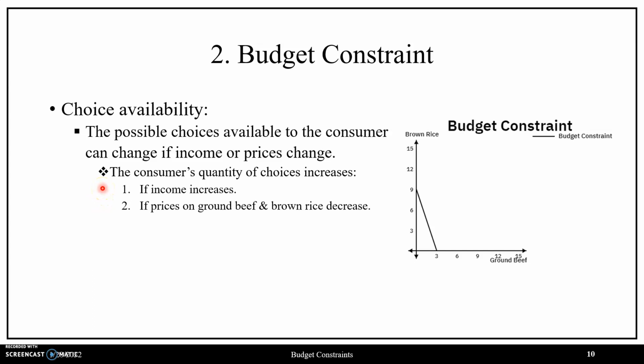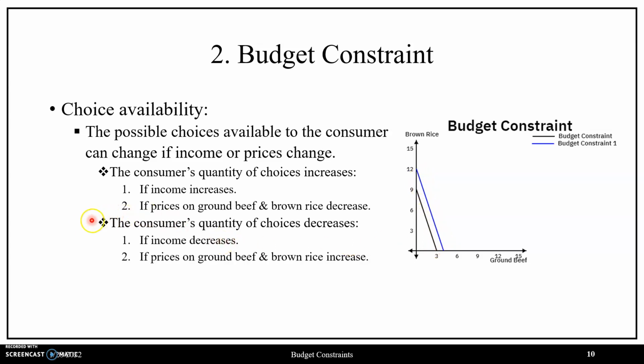And that if income increases, holding prices constant, the consumer is able to afford more goods and services than they could before. Similar analogy, holding income constant, if the prices on ground beef and brown rice decrease, the consumer is able to afford more goods and services than they could before. And how we represent this is with a rightward shift in the budget constraint, going from budget constraint to budget constraint 1 in blue, where we see that there's a greater amount of combinations available to our consumer.